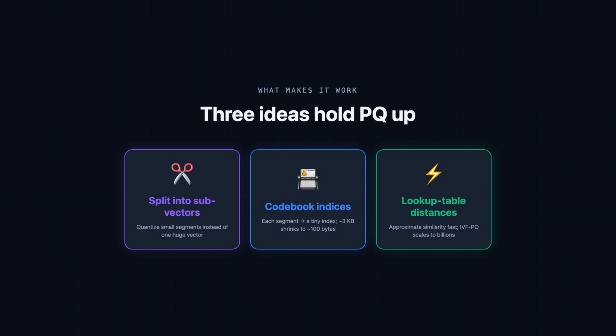Third, fast distances from lookup tables. Pre-computing partial distances lets you approximate similarity without ever decompressing, and paired with an inverted index in the IVFPQ setup, that is what makes billion-scale search practical.